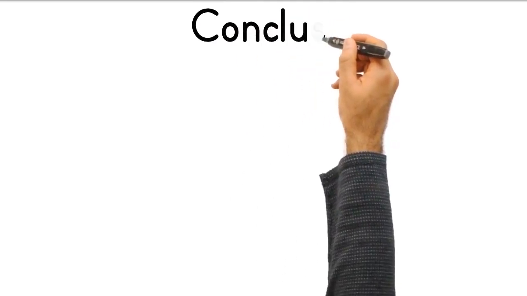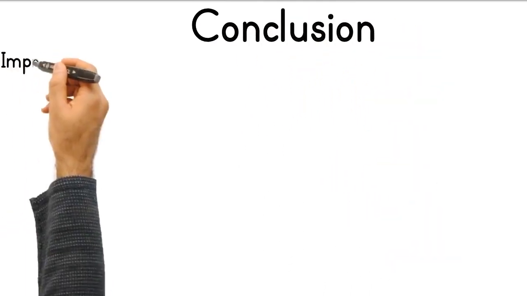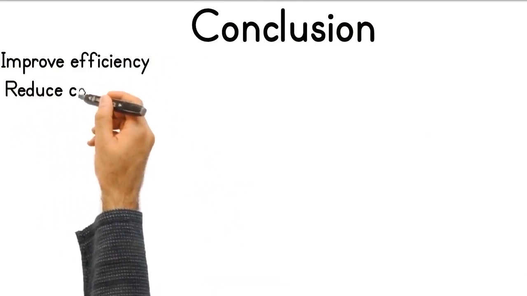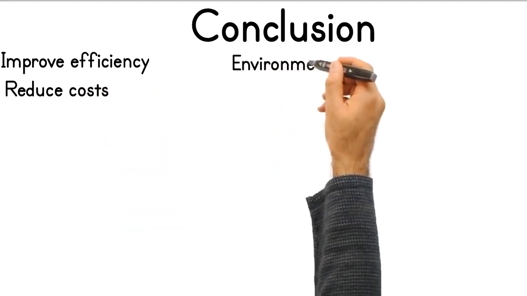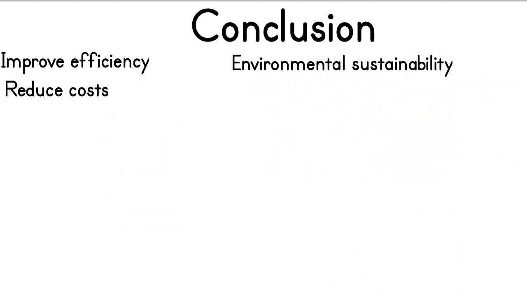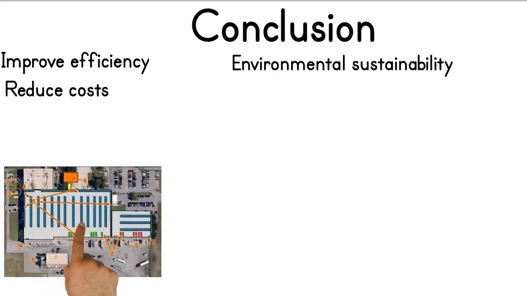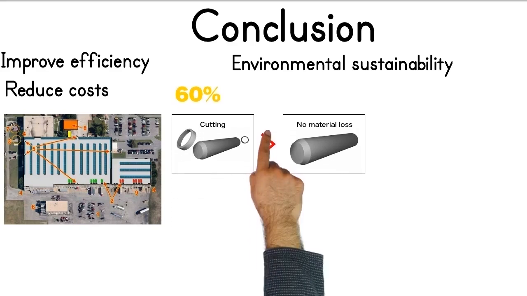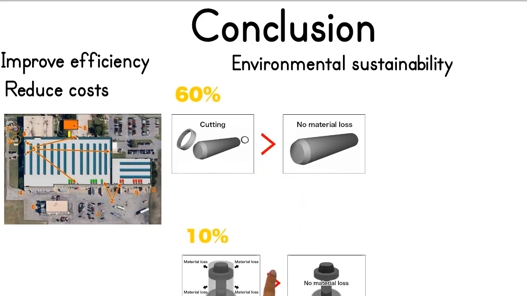In conclusion, material loss reduction is an essential strategy in improving efficiency, reducing operational costs, and contributing to environmental sustainability. By understanding the causes and implementing targeted strategies, organizations can ensure that materials are used effectively, waste is minimized, and production processes are optimized.